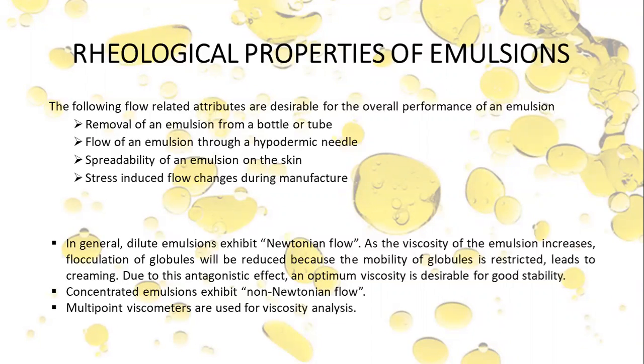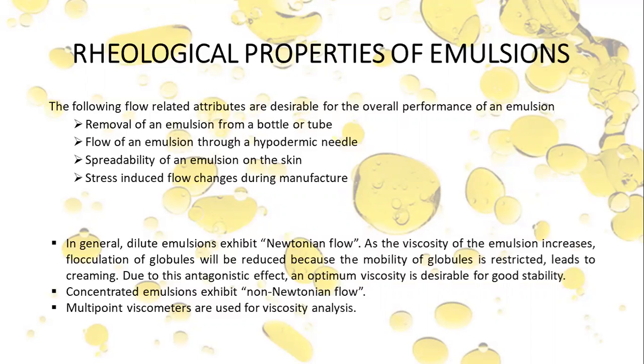In general, dilute emulsions exhibit Newtonian flow, and the comparison of flow curves among the different batches is easy. Analysis becomes complicated in case of concentrated emulsions owing to their non-Newtonian flow. Multi-point viscometers such as cone and plate or cup and bob type can be employed for evaluation. Different factors influencing the viscosity of an emulsion have been discussed in earlier sections.